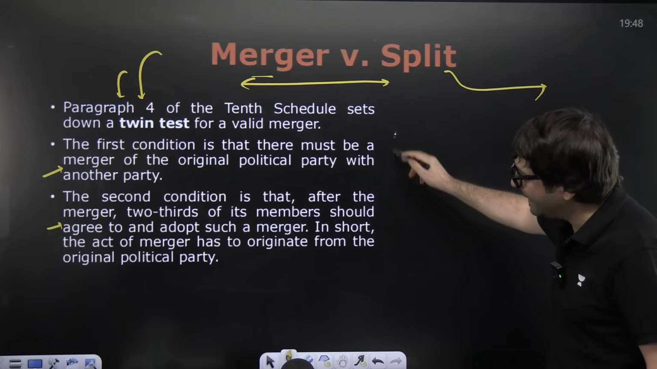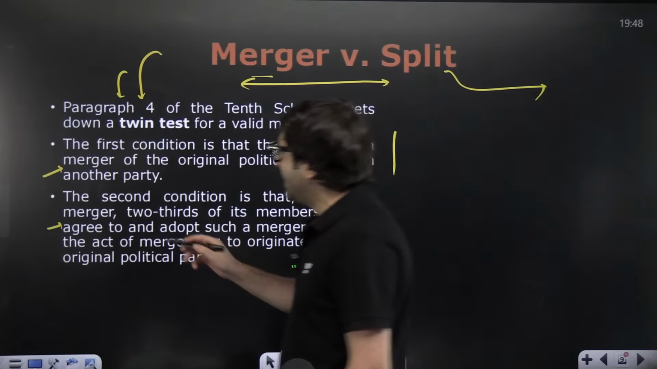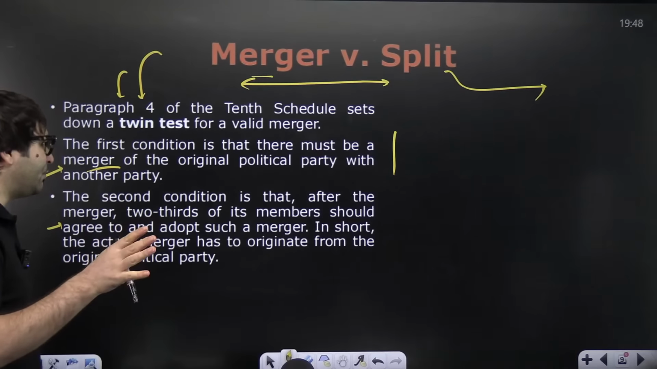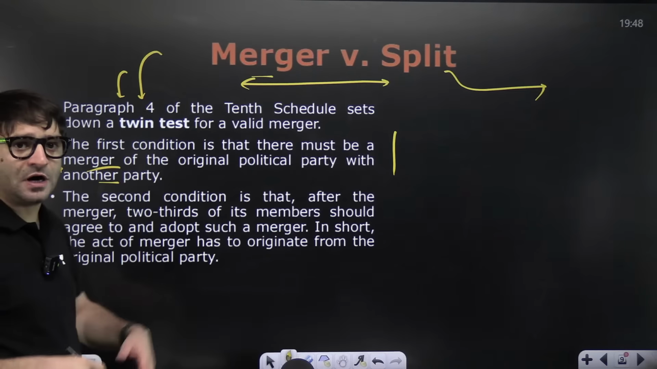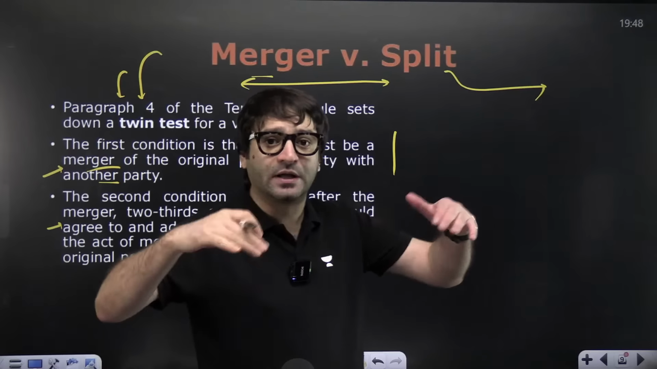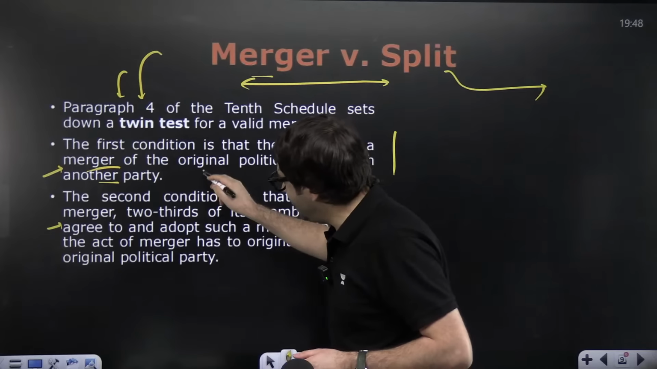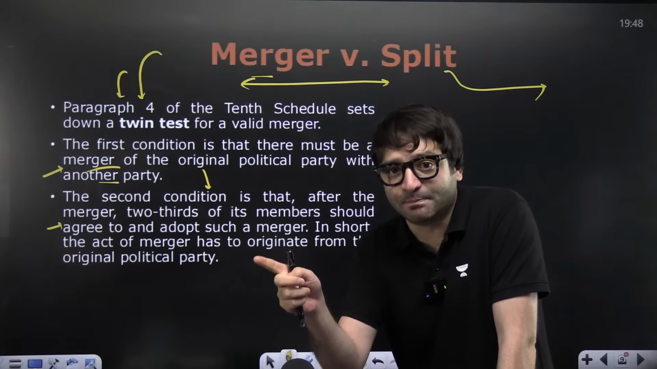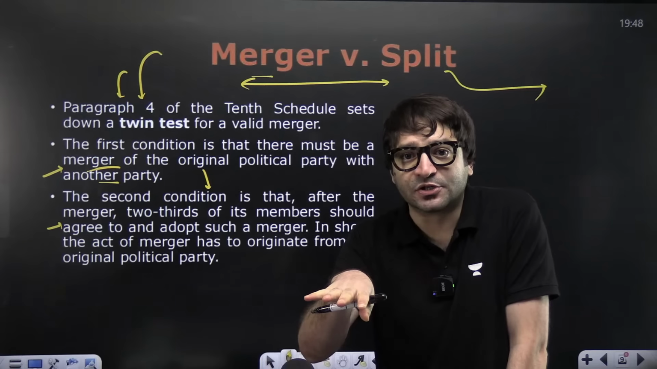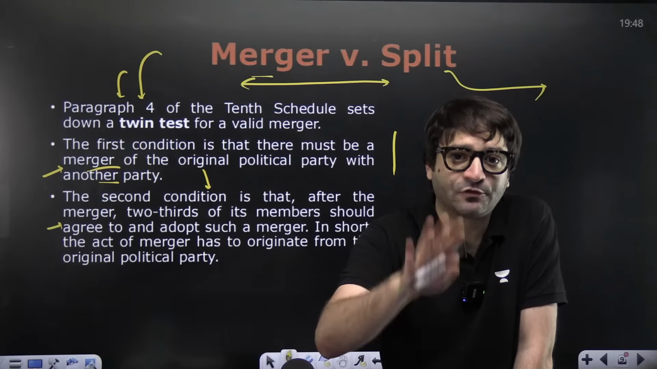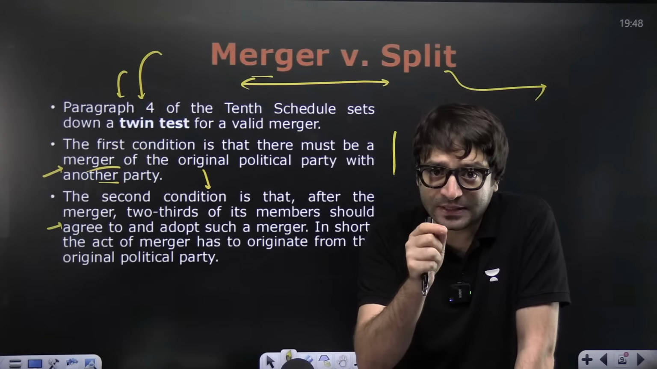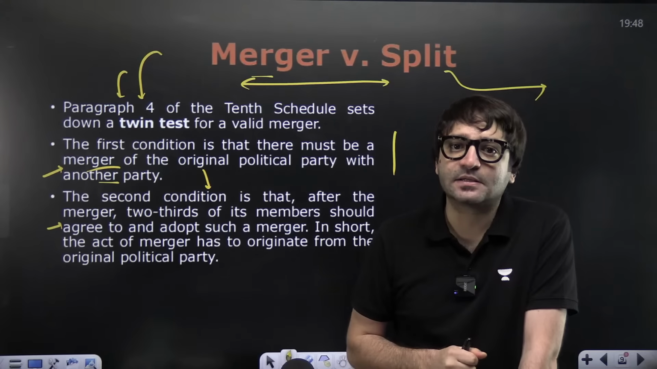What is test number 1? There must be a merger of the original political party with another party. So Aam Aadmi Party and BJP at organizational level should have merged. Second condition is, then 2/3 of the members of the Aam Aadmi Party should agree with this merger, and as such they will be saved from disqualification. This is a twin test under paragraph 4 of the 10th schedule.